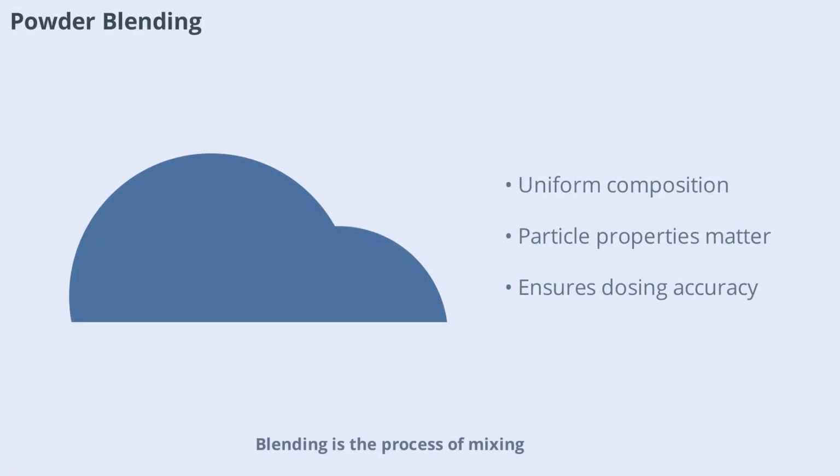Blending is the process of mixing different powders to achieve a uniform composition. Particle size, shape, and density all influence how well powders blend together. Uniform blending is essential for consistent product quality, especially in pharmaceuticals where precise dosing is critical.